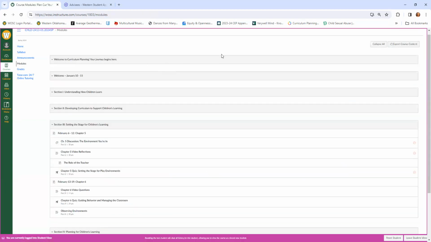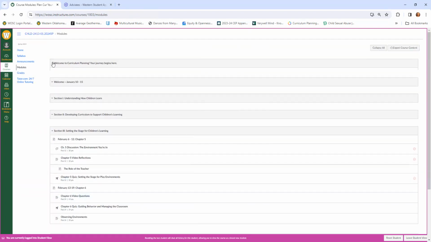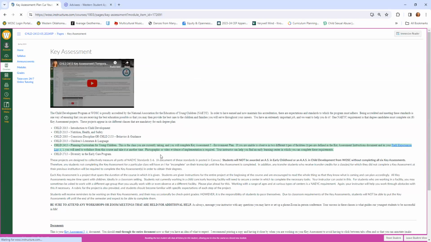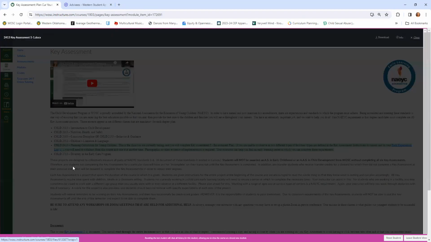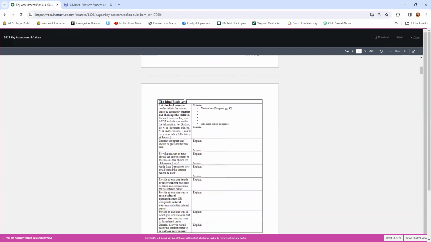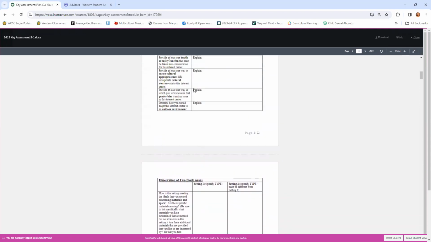In addition, I want to remind you to be working on your key assessment. What you should be doing, if you haven't already, is working on the top part of each of those charts. So we'll look at them again. We talked about these in our Zoom meeting, but you're going to be filling in what the ideal block area would be and answering all these questions just on this one page.